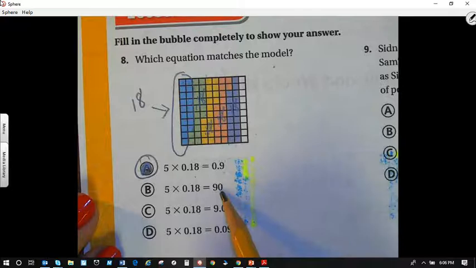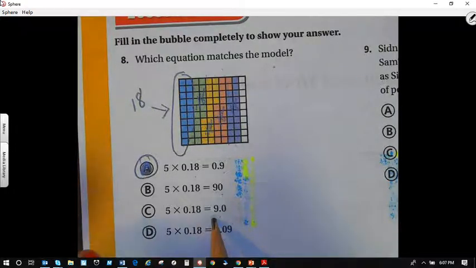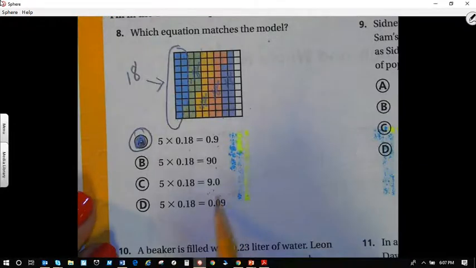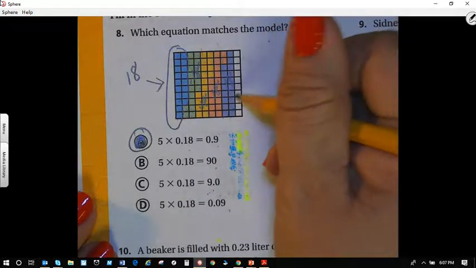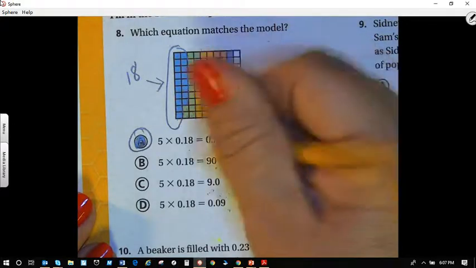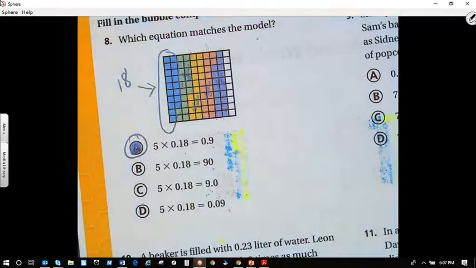Okay, we're working in decimals, so it's not going to be 90. So be very careful. Again, this is 9 wholes, so it would be like 9 ones. And then here it's 900ths. No, we don't have 900ths. So we're looking at 9/10. So that's what we have.